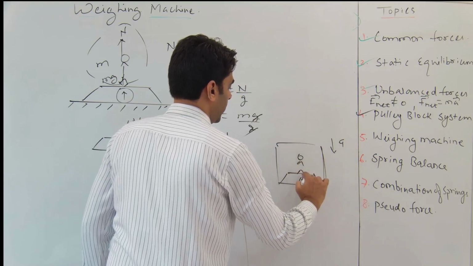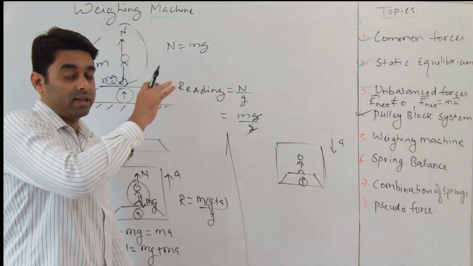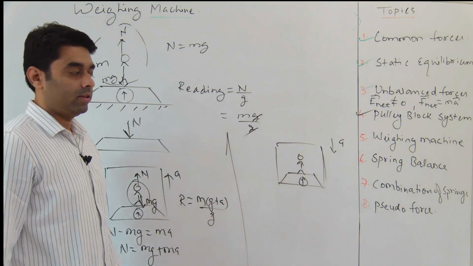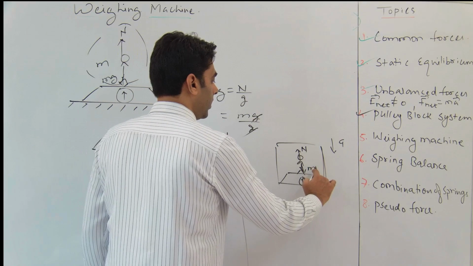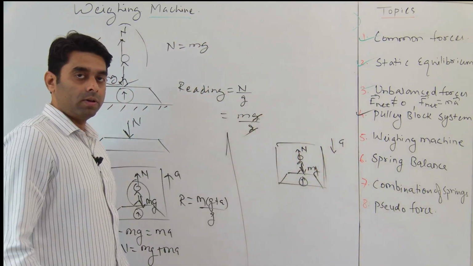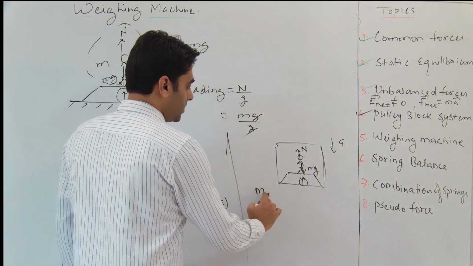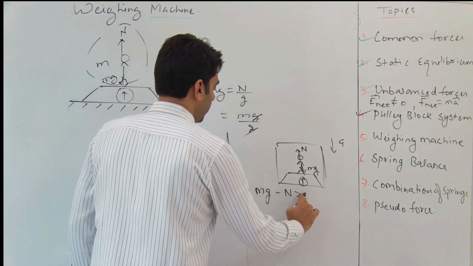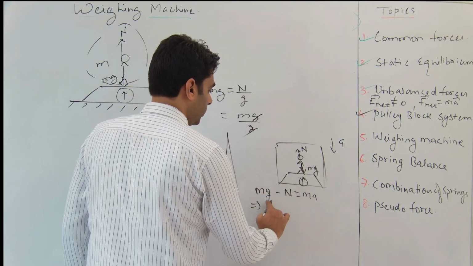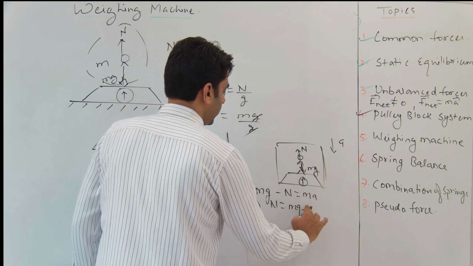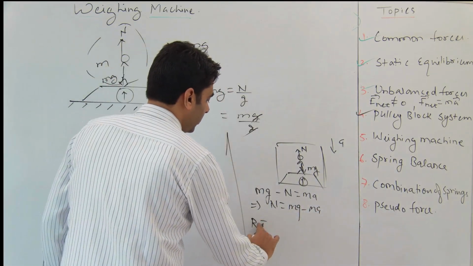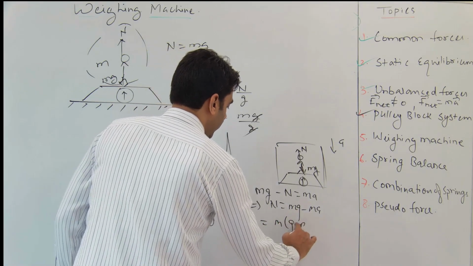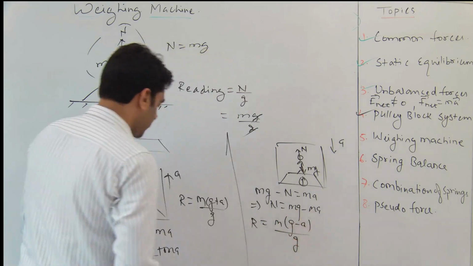and the person is standing on the weighing machine which is present inside the lift going down with acceleration a. If we look at forces, normal will be upward, mg will be downward. In this case, if we write down the force equation, it will be mg minus N is equal to ma. Normal comes out as mg minus ma. So what will be the reading of the weighing machine? Reading of weighing machine will be m times (g minus a) by g.